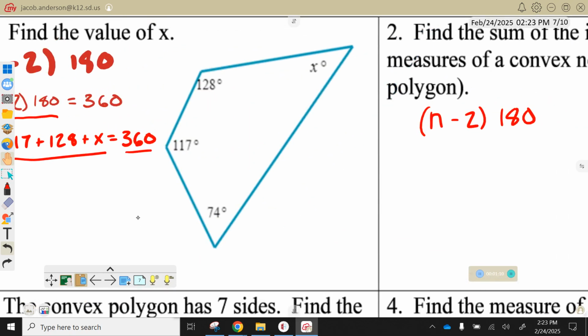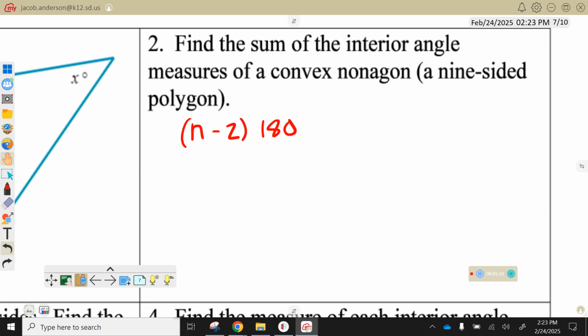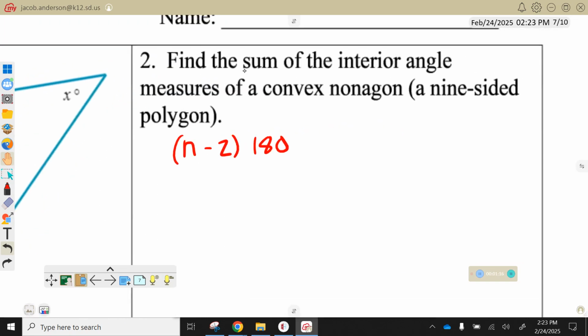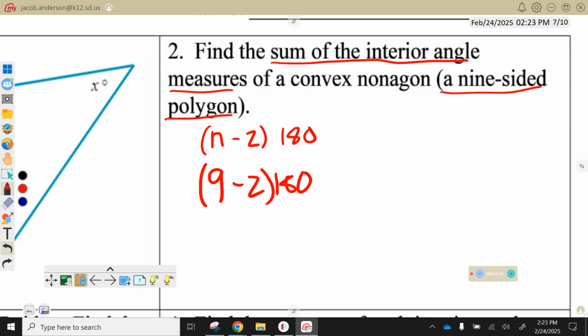Let's go to number 2. Check it out. We've already got that formula again. So it says find the sum of the interior angle measures. That is exactly what we're talking about here. The sum of the interior angle measures is that formula right there. And then it says of a convex nonagon. A nonagon is a 9-sided polygon, so all we would have to do one more time here is plug in our 9 for n, n minus 2 times 180. And I'm not going to solve that for you, but you could plug that in on your calculator and come up with the sum of the interior angle measures for that one.